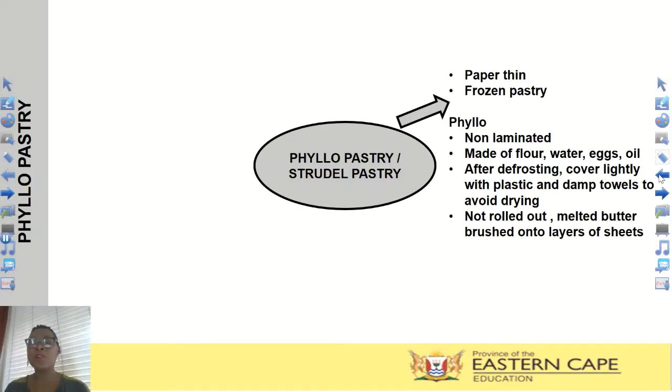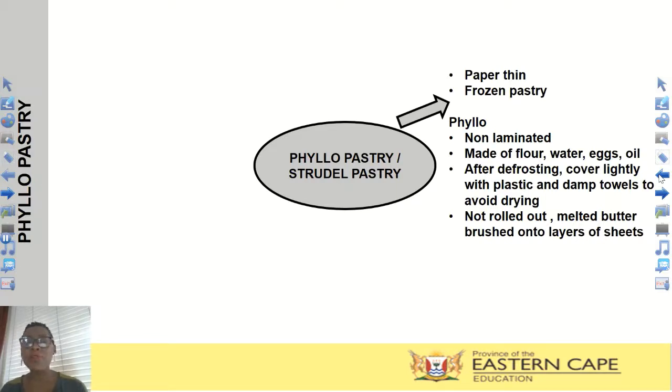Now, because it is a frozen pastry, you cannot use it in its frozen state. It has to be defrosted. So you will take it out of your freezer and place it into your refrigerator. And it is important that you cover it with plastic as well as damp towels to avoid it drying out. Because if it does dry out, you will not be able to use it properly, because it will start to break, and you will not be able to roll it out if you are making something that needs to be rolled out.